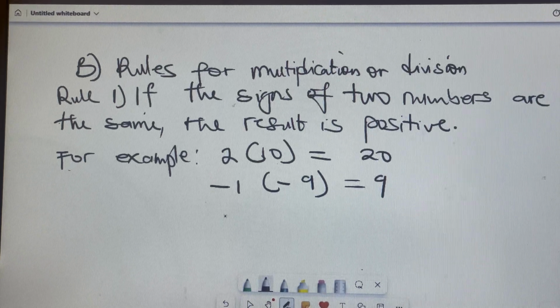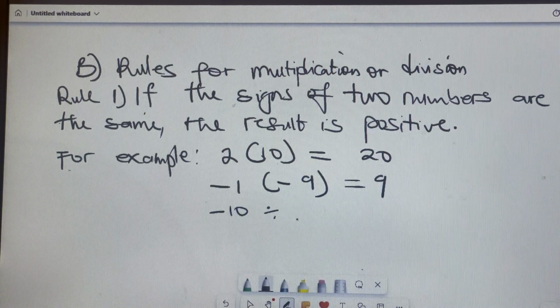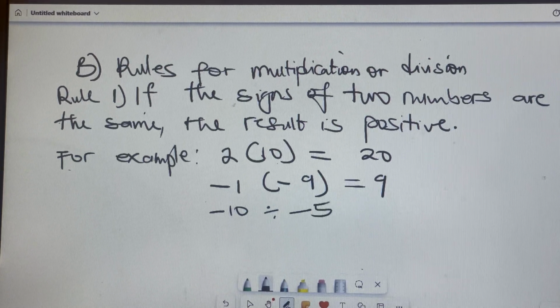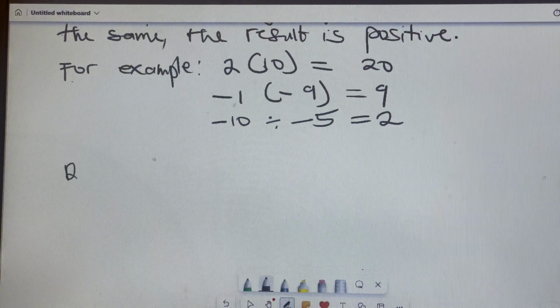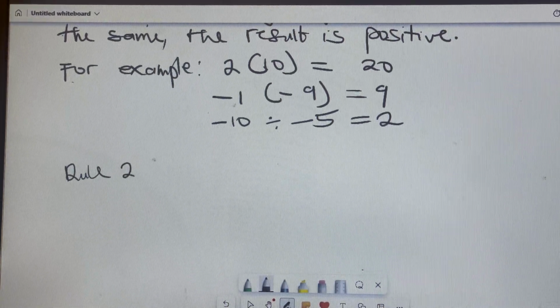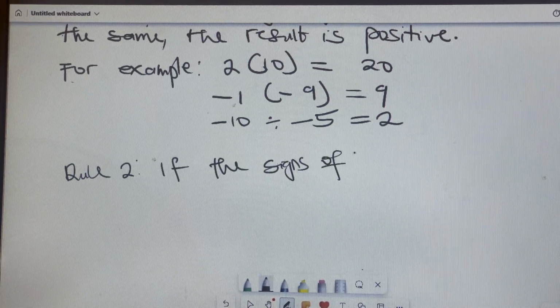Another example, negative 10 divided by negative 5. So the answer is going to be positive. So the answer is what? Positive 2. Rule number 2. If the signs of two numbers are not the same, the result is negative.